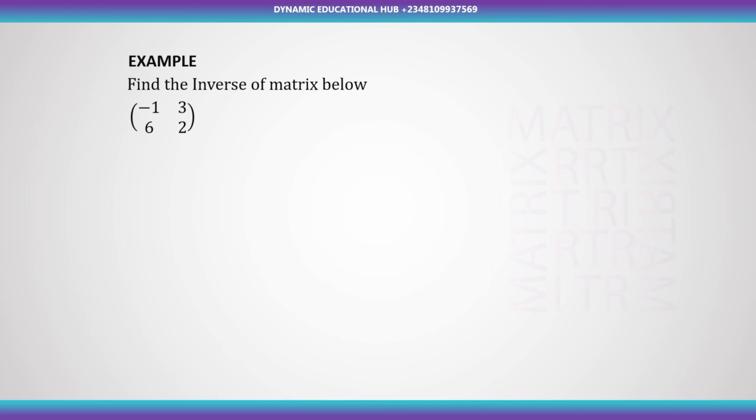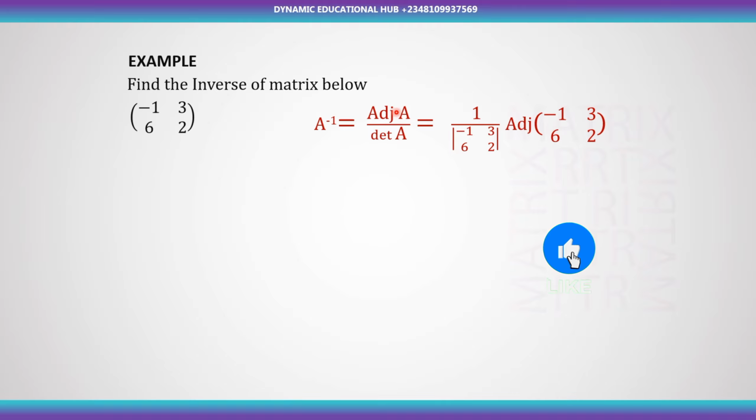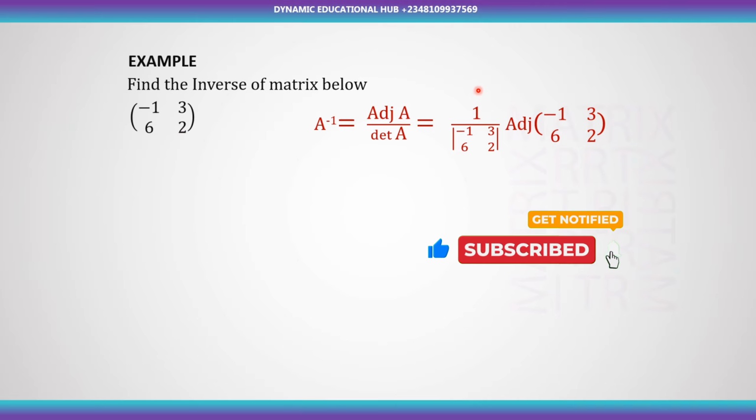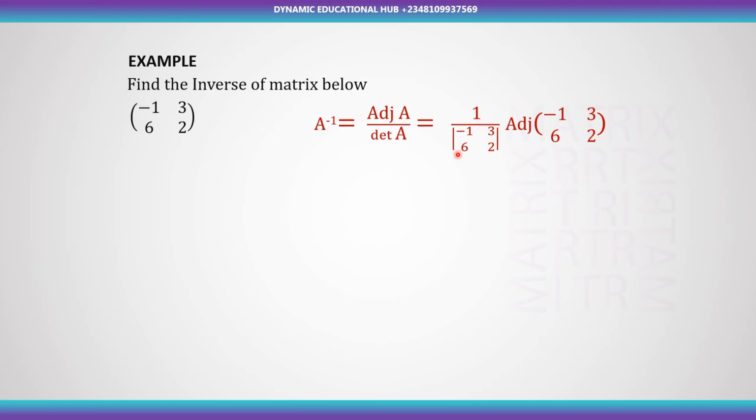Let's look at an example. Find the inverse of the matrix below. If you have to find the inverse of this matrix, how do we go about it? The first thing is, remember your formula, which is adjoint divided by determinant, also 1 over determinant multiplied by adjoint. So if you are finding the inverse of this matrix, it means that you are going to have 1 over the determinant of this matrix multiplied by the adjoint of that matrix as well.